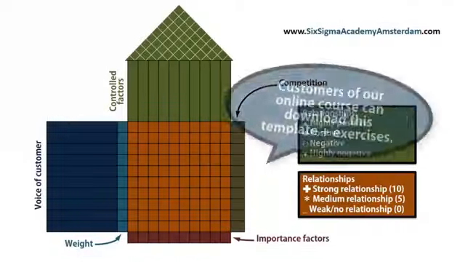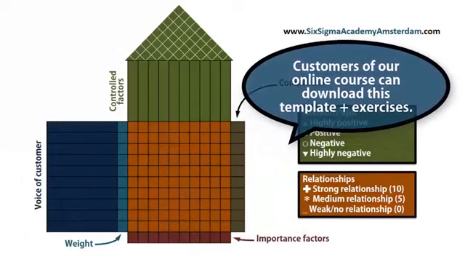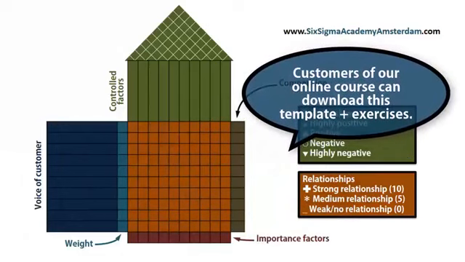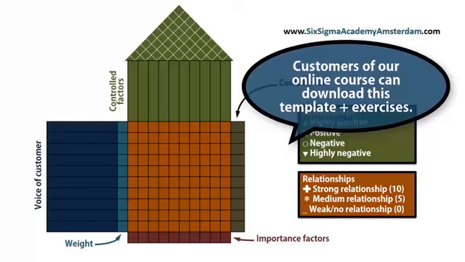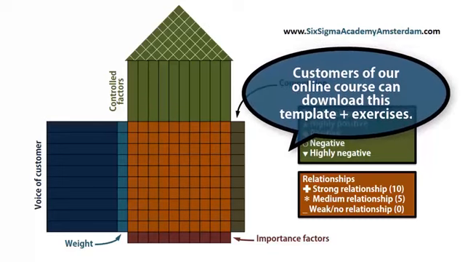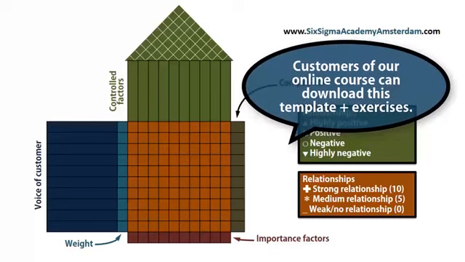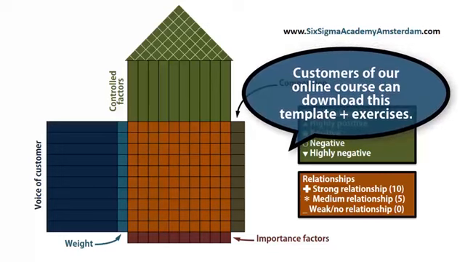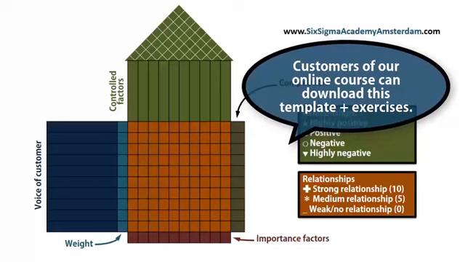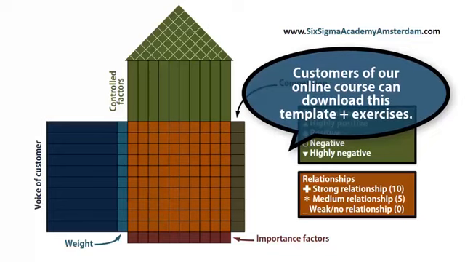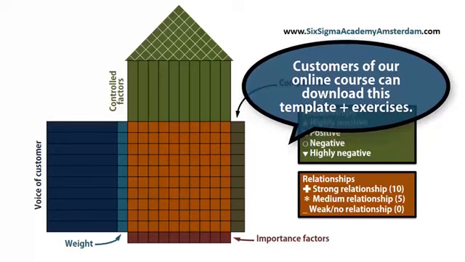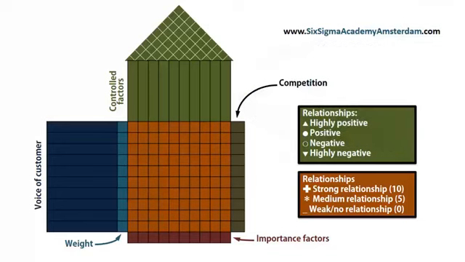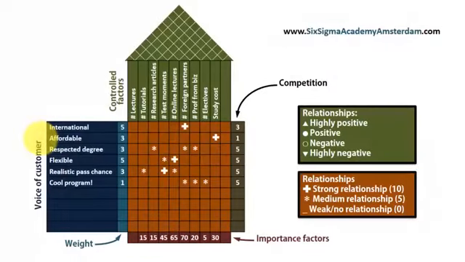By the way, if you purchase this course, then attached to this video is a resource, a file that basically contains this. This is an empty house of quality that you can later use for your own studies or for your own work. So you can download this empty template as well if you have purchased this course. It is attached to the video. Also, an exercise is attached to this video, so please also download that. Let's go back to our house of quality.